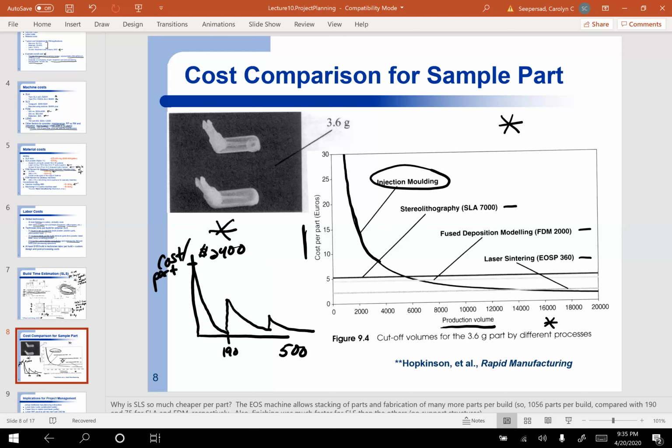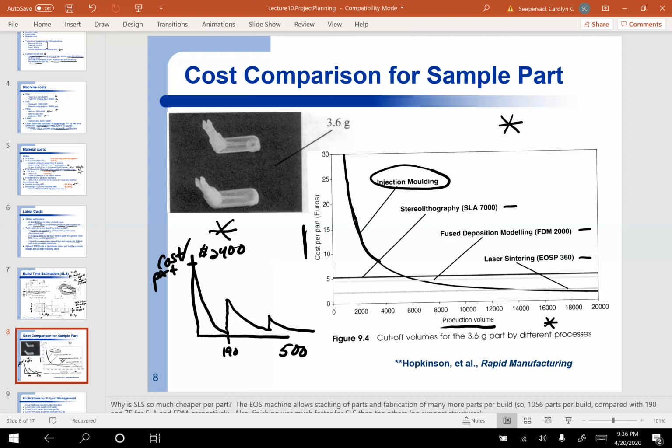Well, material cost could be part of it, because we did talk about how stereolithography can have high material costs, although you can recycle all of it. All that leftover resin stays right there in the build chamber. FDM can be a little bit more expensive, but that's not really what's accounting for this big temperature change. What's accounting for the big change in cost?